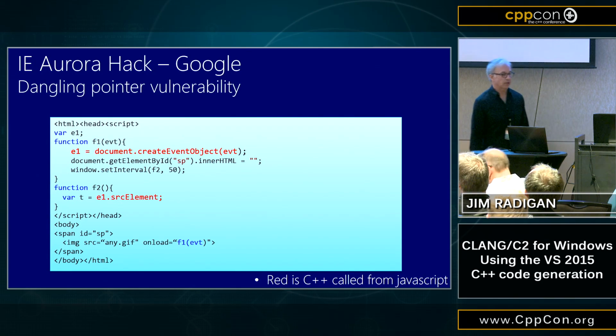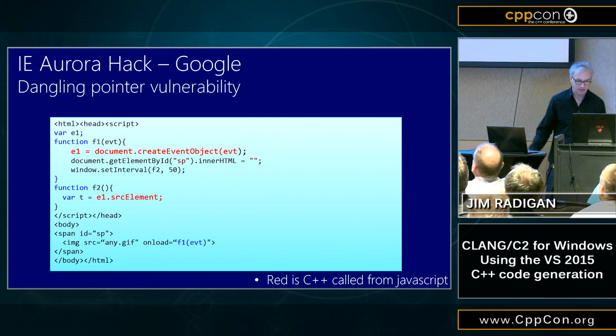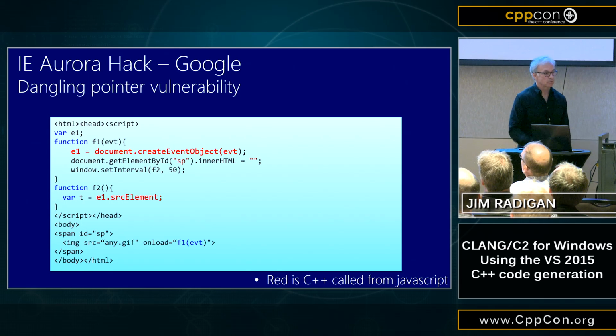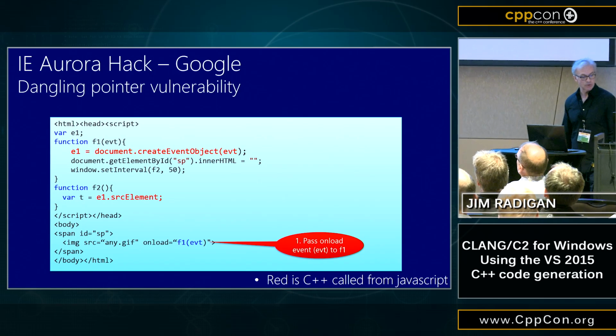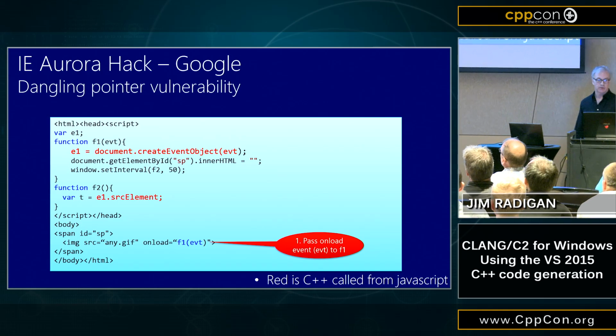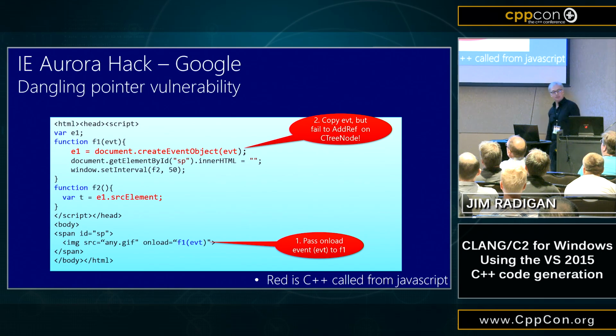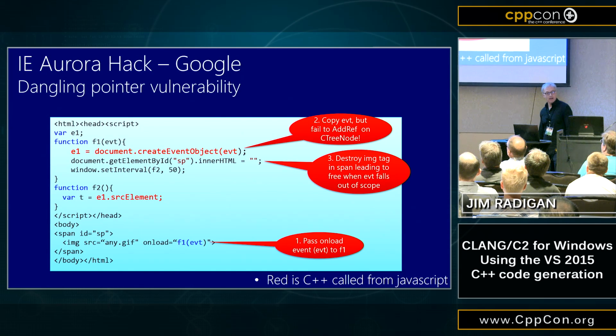So here's security. This is the simulation I did at the build talk, and I didn't get in trouble, so I'll do it again here. This is how a couple of guys in China hacked the Google Gmail client. So right here, you're going to create an image, and you're going to create an onload event, and you're going to pass that to F1. Here you're going to make a copy, and you're going to fail to do an add ref. So what's going to happen is that line right there is going to destroy the image tag object. What happens behind the scenes is the heap gets sprayed, the vtable gets hacked.